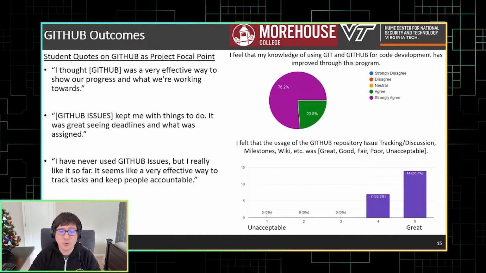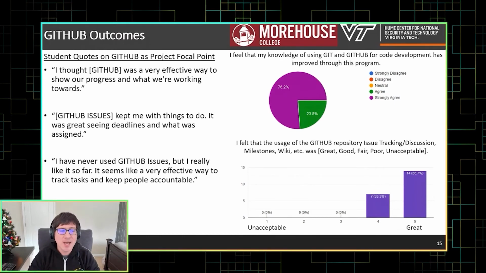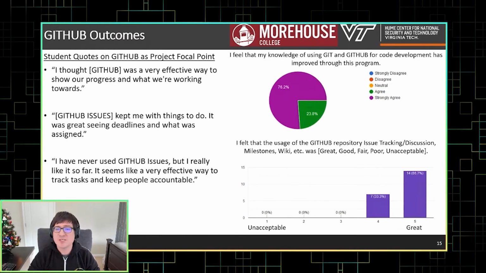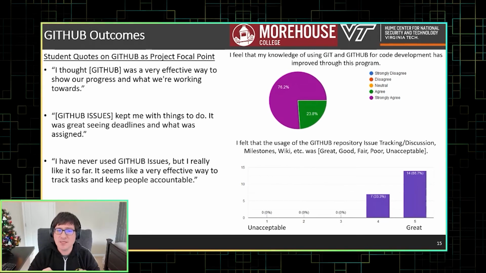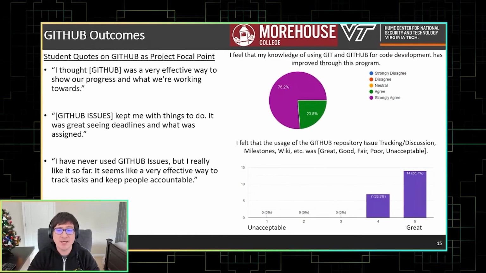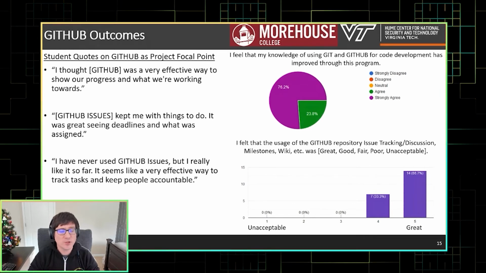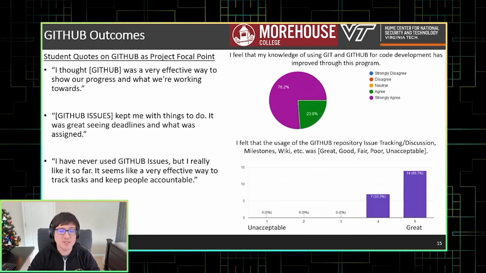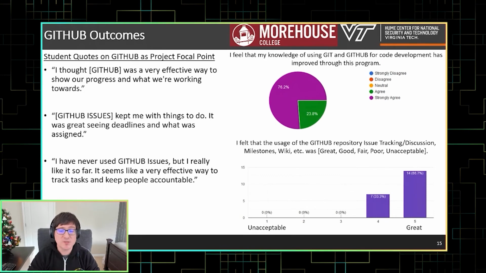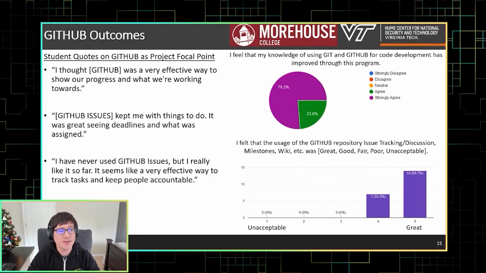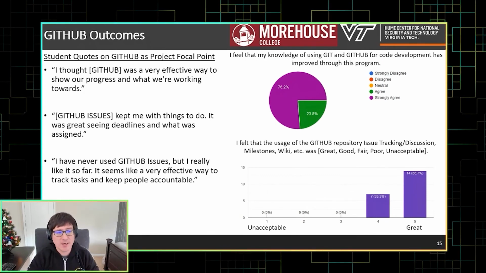So this is kind of important, I'm sure, to the audience here. The GitHub outcomes: we'll just say that they felt that they strongly developed a knowledge for Git and GitHub and code development. And they felt the GitHub repository, if you look at the bottom right, was a great experience for them, or a good experience for them. So they really enjoyed that. I put some select quotes here for the GitHub outcomes.